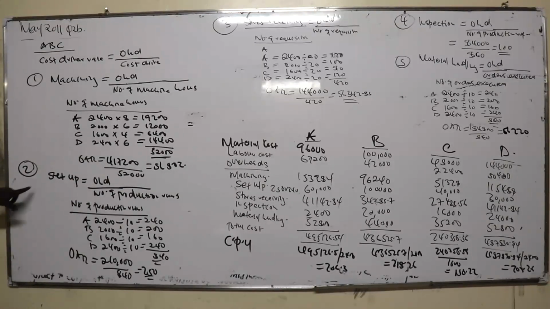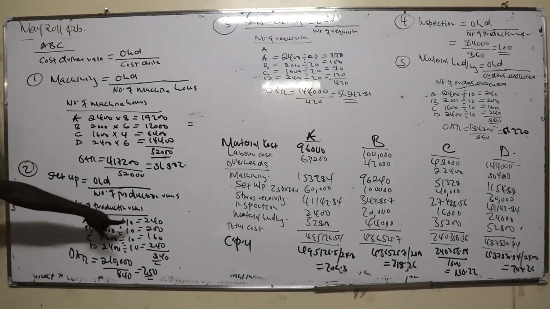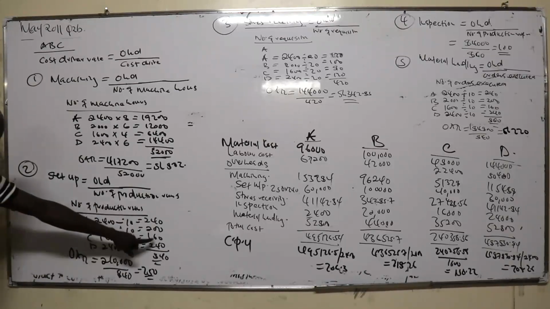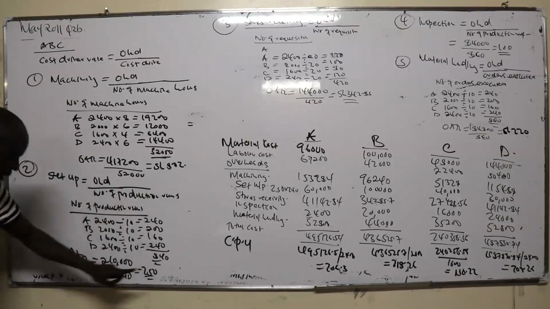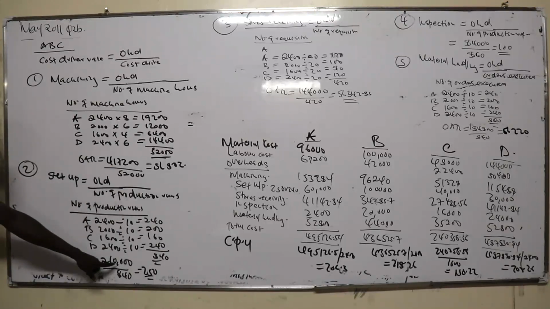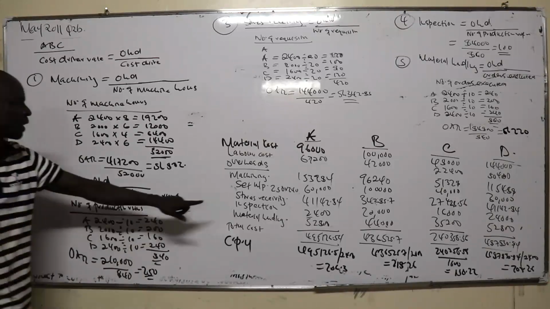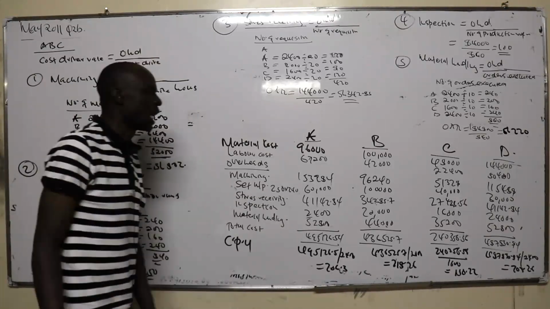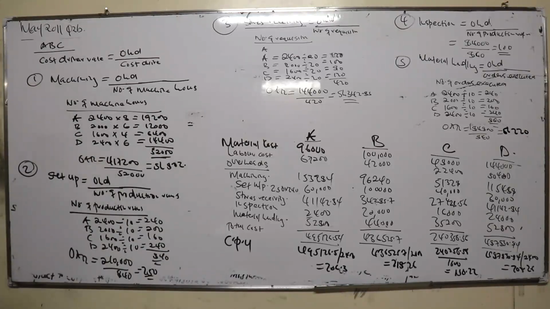The second one was the setup. The overhead allocated for setup was 210,000 according to the question. And then the cost driver here, according to the question, was number of production runs. So product A, the total runs were 240. Product B, the total runs were 200. So we add all the runs, and then we divide back. We take the total overhead over the total number of runs, 250. So for overhead, it's going to be 250 times this 240. We get this 60,000.